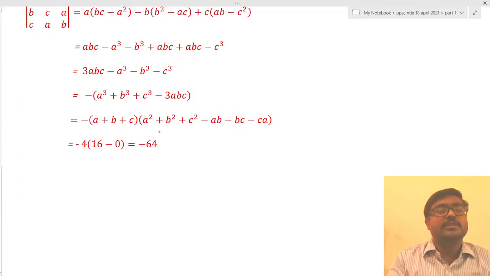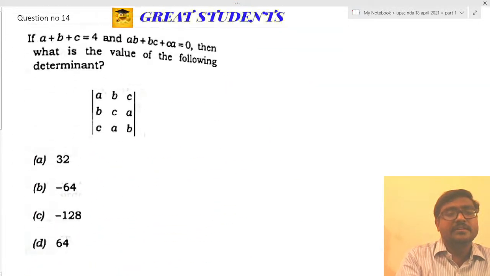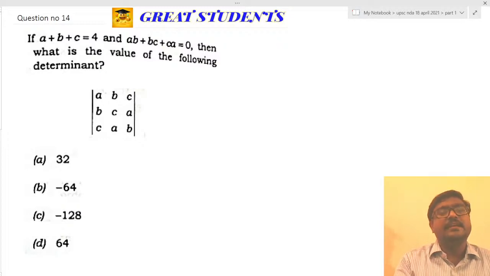Next we will move on to the next question. Question number 14. A + B + C equal to 4 and AB + BC + CA equal to 0. Then what is the value of the following determinant? They have asked a question like this. So what is the value of this expression? They have given two conditions: A + B + C, and AB, BC, CA.